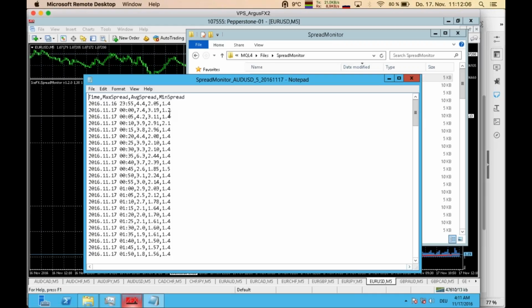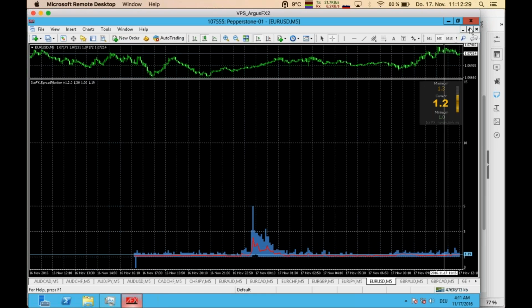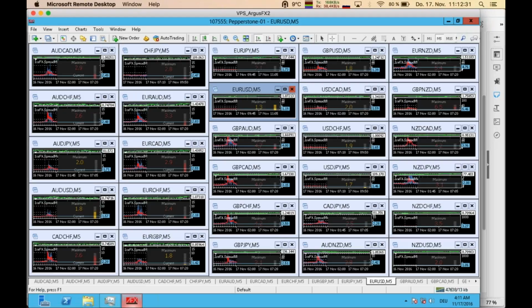So if I would change my time frame to H1, for example, then I would have only 1 line per hour, and so it's your choice how to do it. And you can analyze everything in Excel, for example, later if you want. So that is how spread monitoring looks like. And you can have, in my case, you see I monitor here 28 different Forex pairs. So that's more or less the complete universe of Forex pairs.